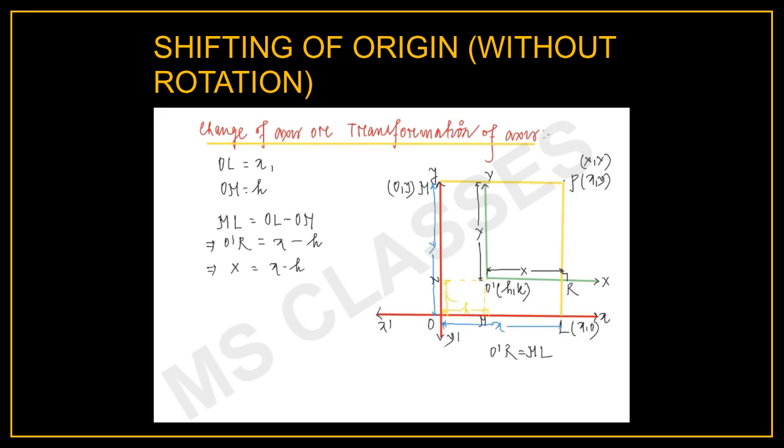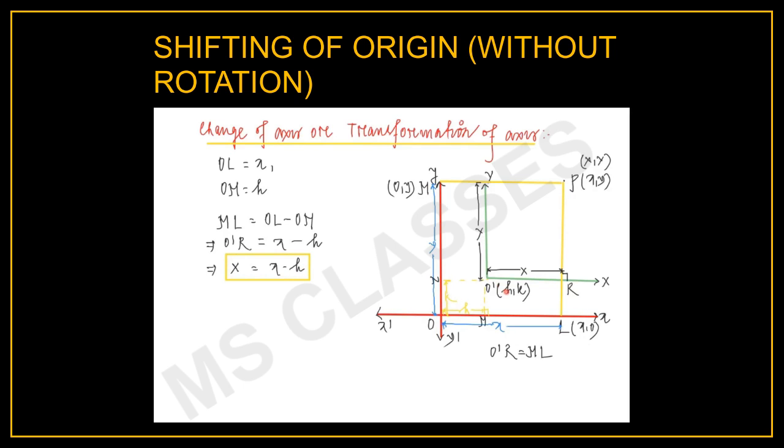So this is the first conclusion we get: if the origin is shifted to some point H, K without any rotation, when the axes have been transferred parallel to themselves, then the new abscissa will be the old abscissa minus the abscissa of the new origin.